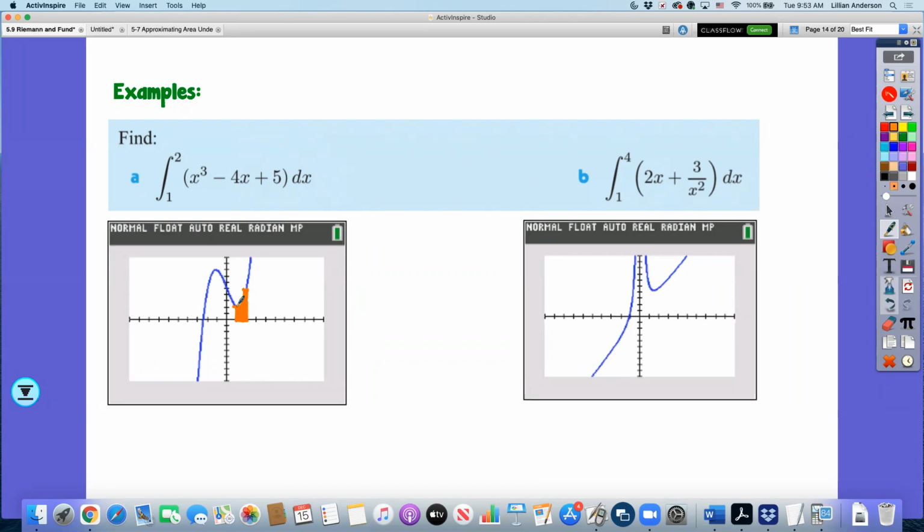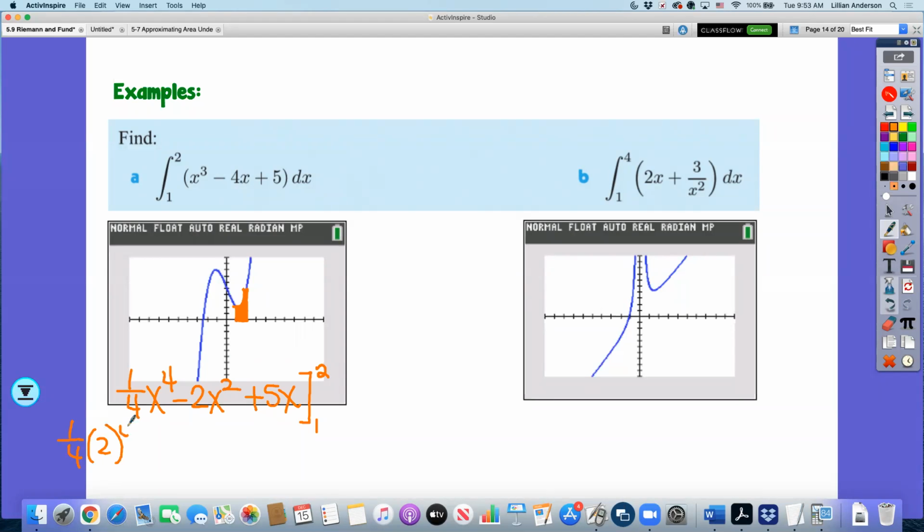What's the antiderivative of x to the third? 1/4 x to the fourth power. What's the antiderivative of negative 4x? Negative 2x to the second power. And the antiderivative of 5? 5x. So first we find the antiderivative. Then we got to plug in our bounds. Which bound do I plug in first? 2. Then I subtract it from when I plug in 1.